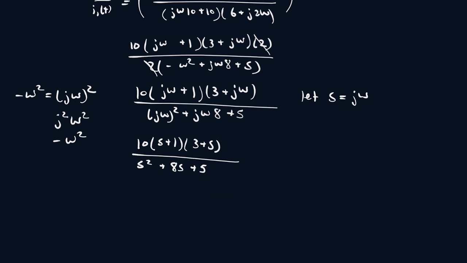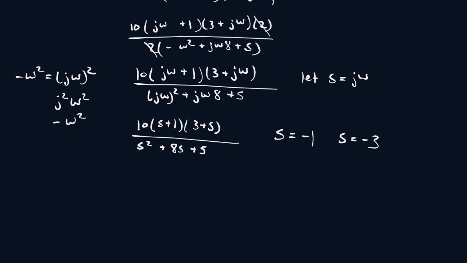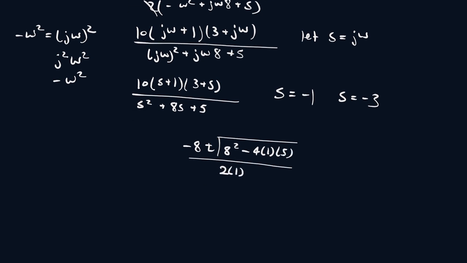Now we can get our zero values. So s is going to be -1 and s is going to be -3. That's when this whole thing becomes 0. And then to get our poles, it's when this part is 0, or when this whole thing becomes undefined. So we can't really factor this, but we can use the quadratic formula. And then we should get 2 pole values. So let me see what I get.